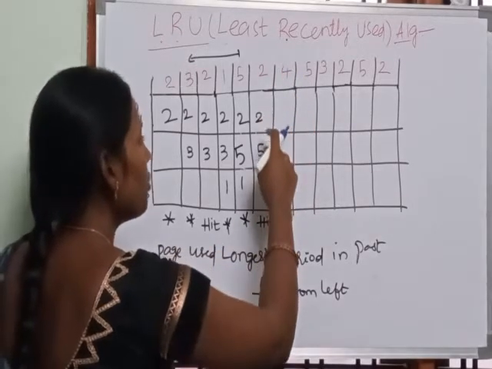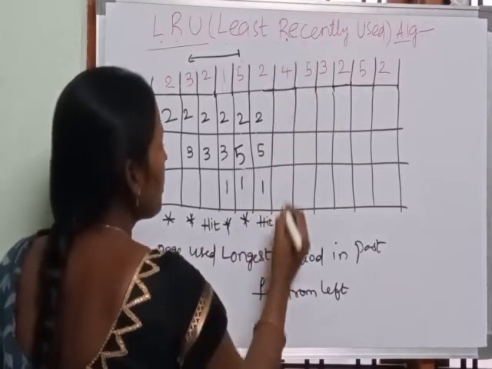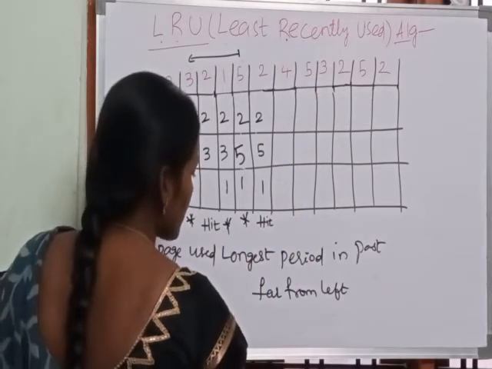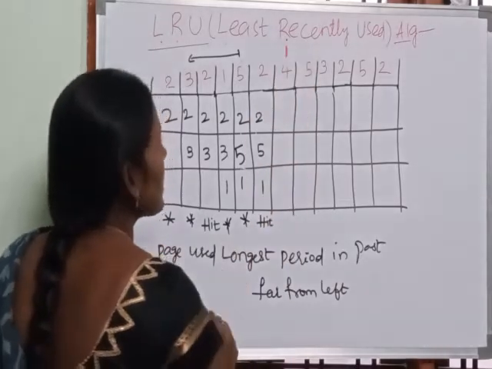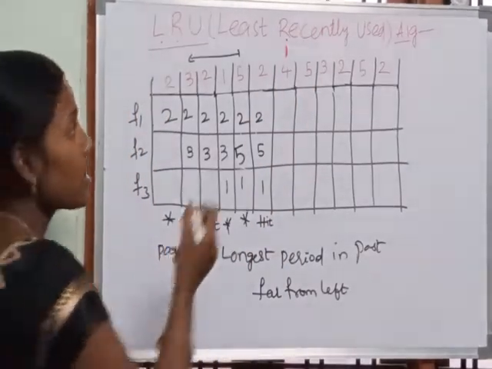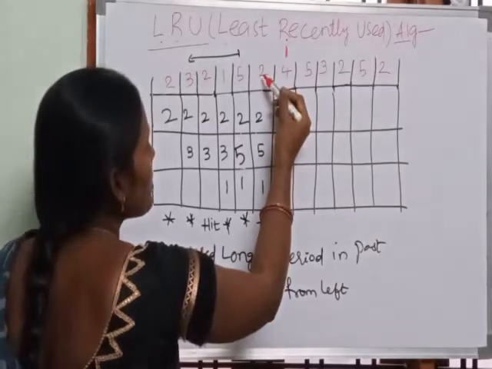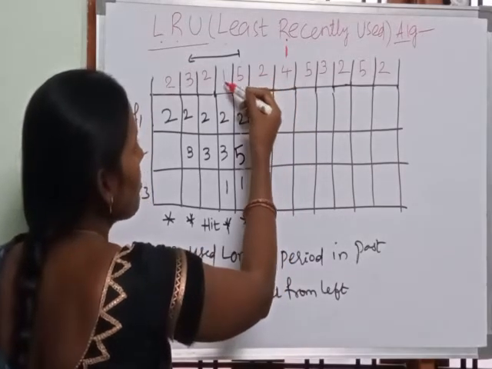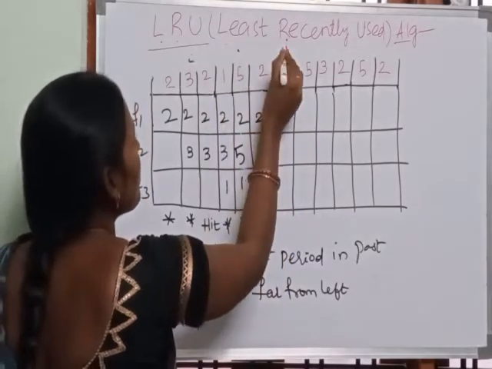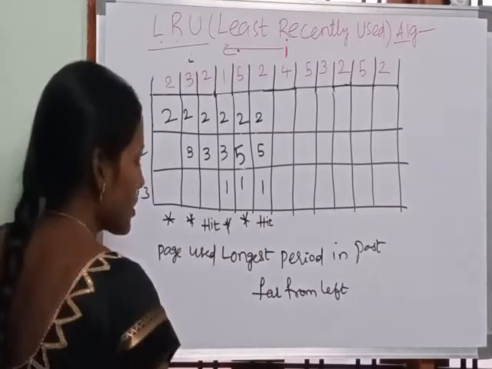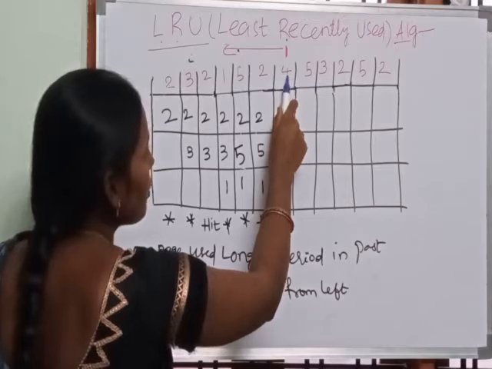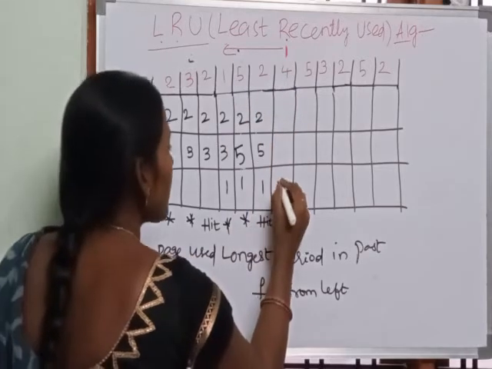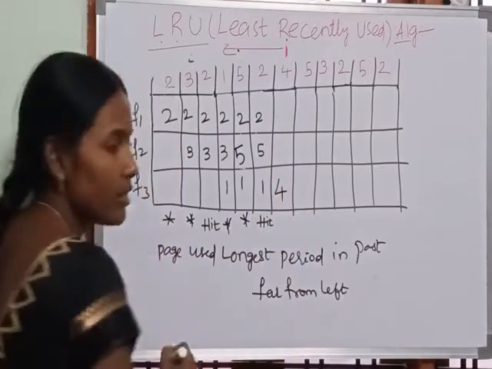Out of 2, 5, 1, from this point consider which is last. 2 is next to this only. Before that 5 is there, and before that 1 is there. That means far from left. Which number is far from 5? 1 is there. So 1 is replaced with 4.